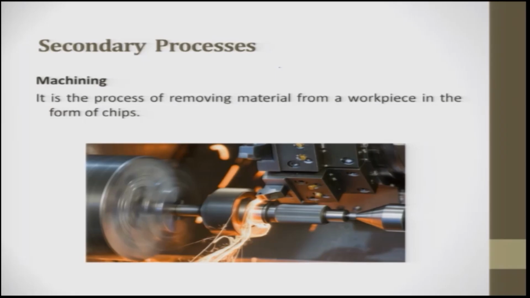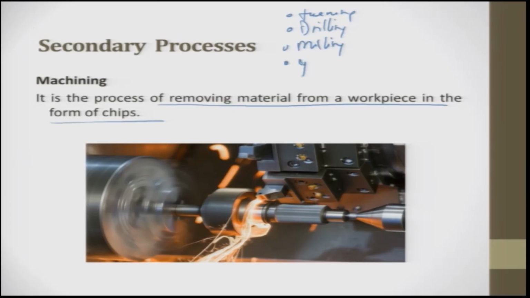Next one is machining. Machining is a process wherein the material is removed from the workpiece in the form of chip to produce the shape whatever we want. So, here this is a turning process we do. You can do by turning, drilling, milling. There are so many processes: turning, drilling, milling, grinding. These are some of the processes I am just listing down.